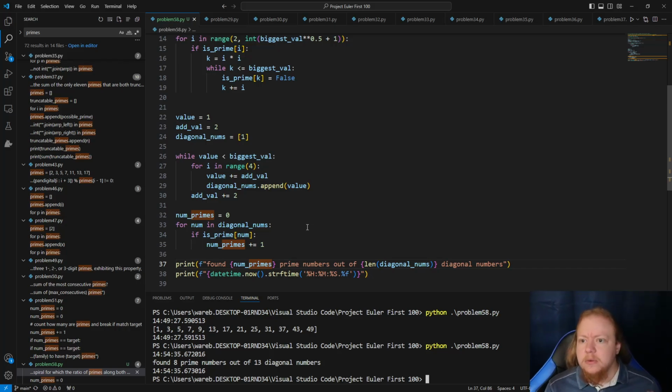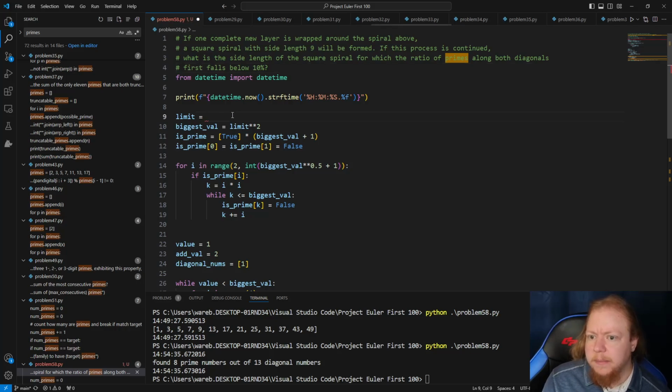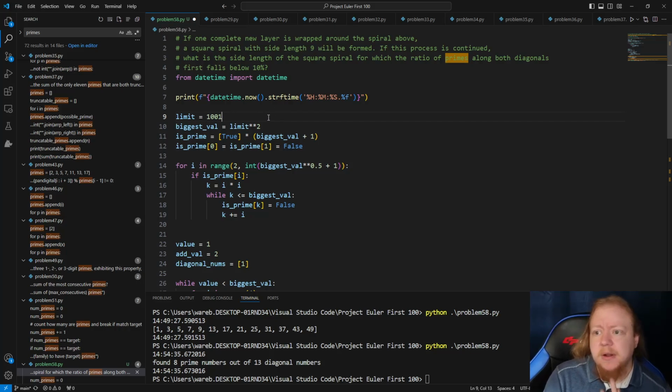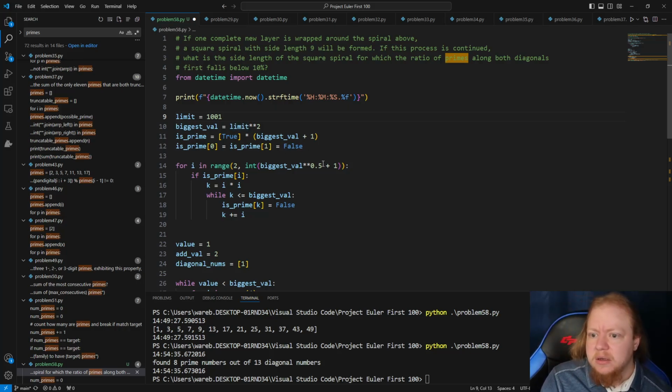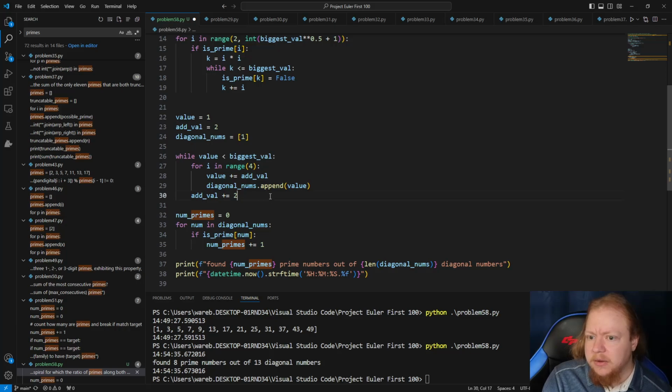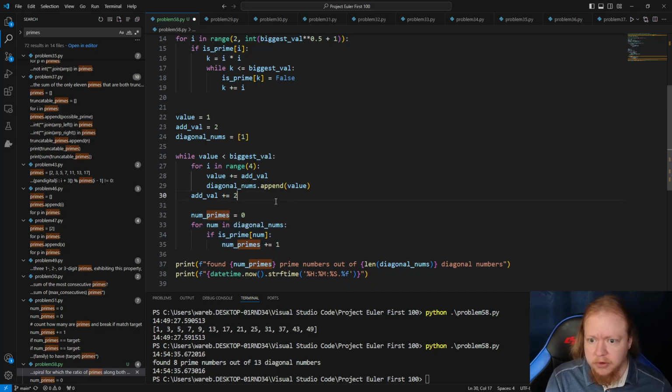And now we just have to do this part where we figure out where does it first fall below 10%. I'm bumping this limit up to 1001 because that'll get us roughly to 1 million, I think. And this part is going to move over. So that'll be within the while loop now.